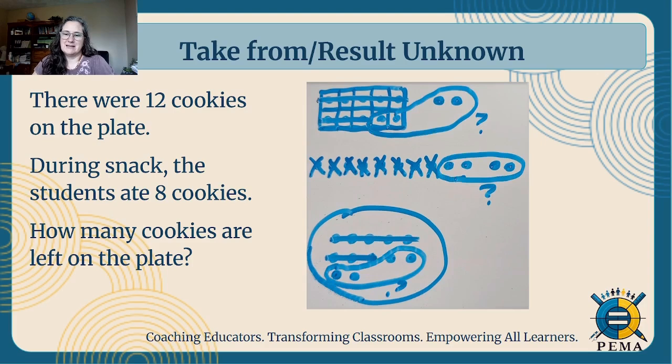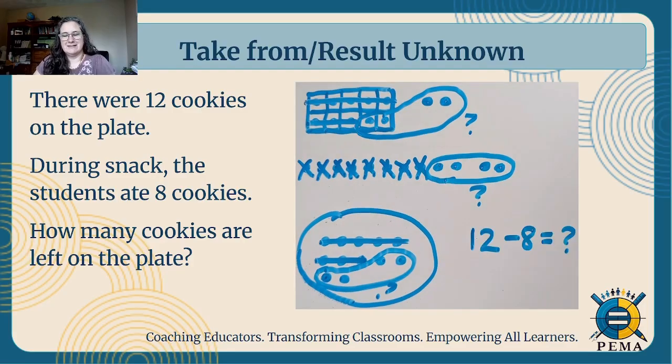The question is asking us how many cookies are left on the plate. So our unknown is the result of what was left after students ate snack. An equation for this could be 12 minus 8 equals an unknown number of cookies that are left on the plate.